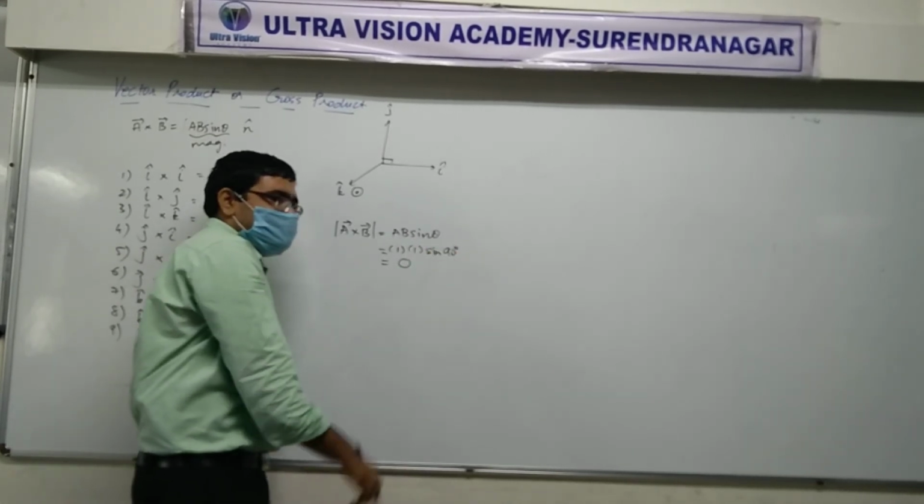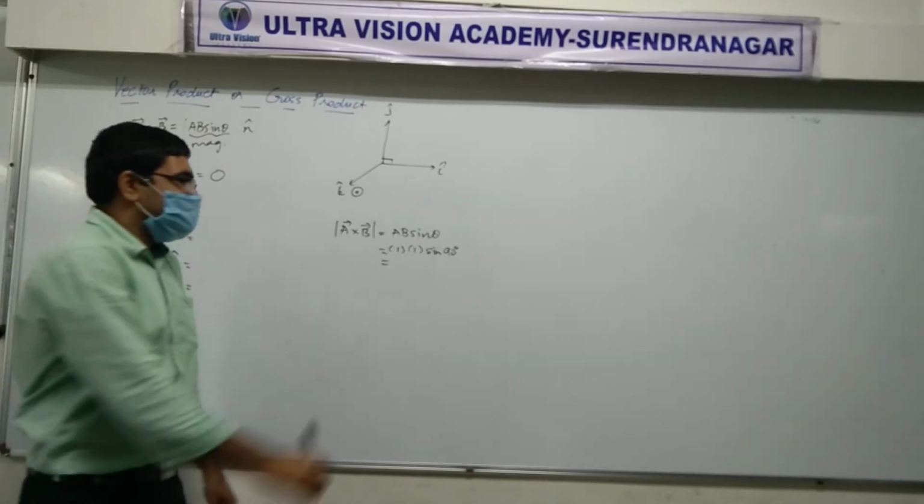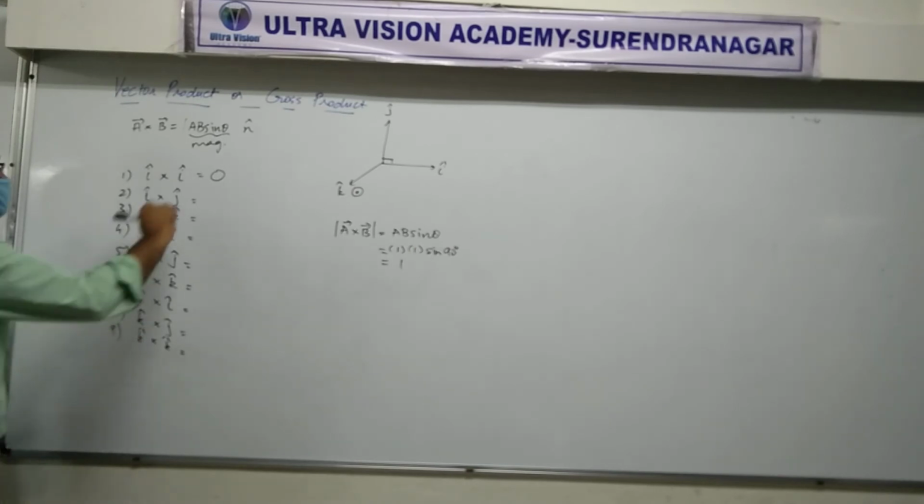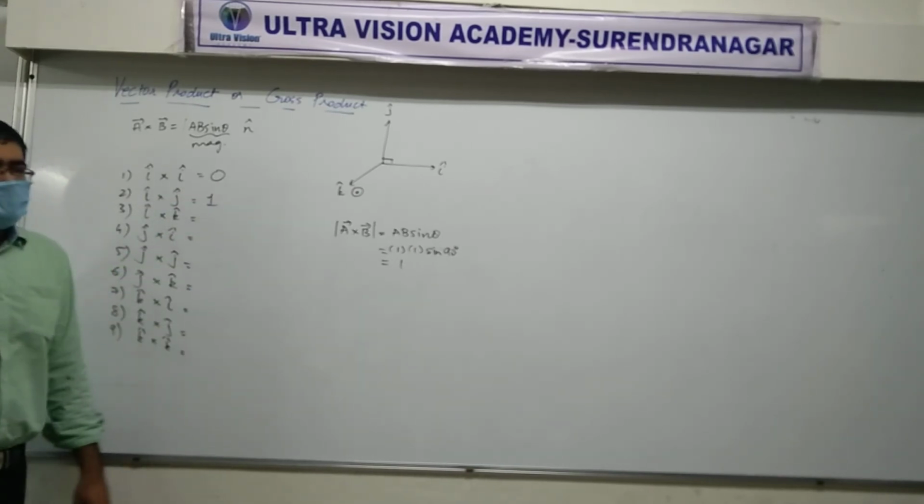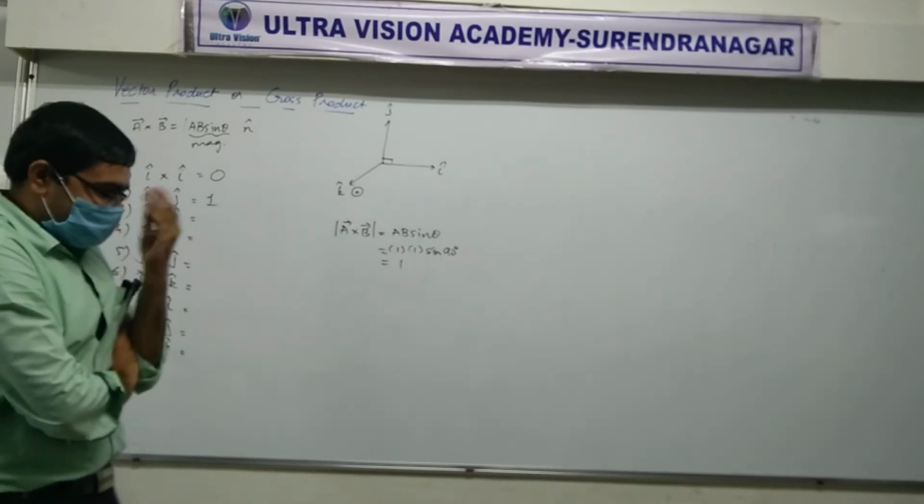So sin 90 degrees is 1. So here, no, look. Should the answer be 1? Because what's wrong if you write 1? Is anything wrong? What is the problem then? Why shouldn't you write it like this?